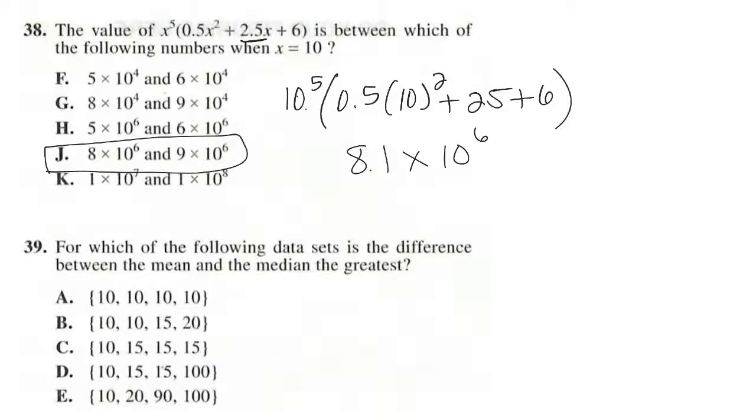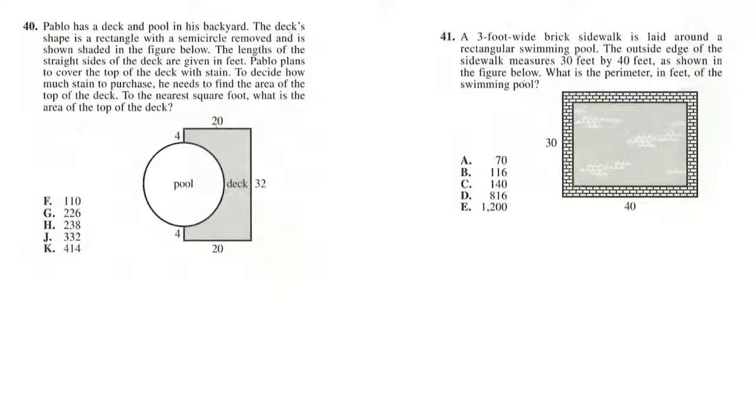Number 39, which of the following data sets is the difference between the mean and median the greatest? So notice all of these, of course, the mean is going to be the same. So you're really looking for a big spread in the scores, and that's going to leave you with answer choice D and E. And really all of these are super close together, with that being an outlier. So that's going to be answer choice D.